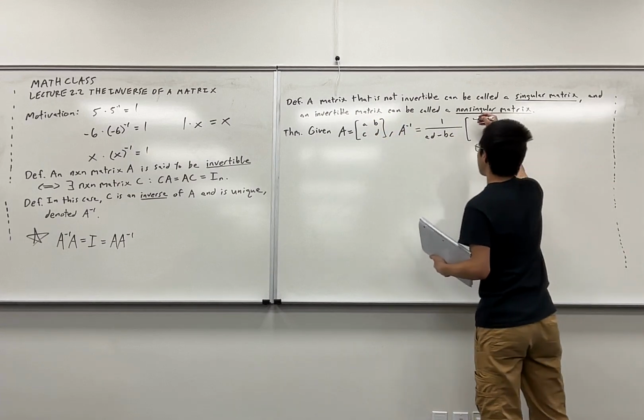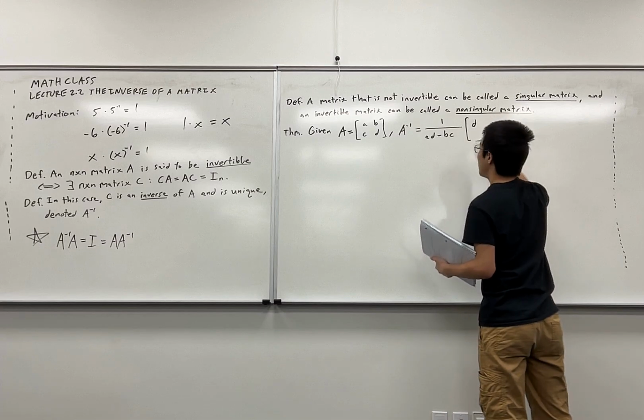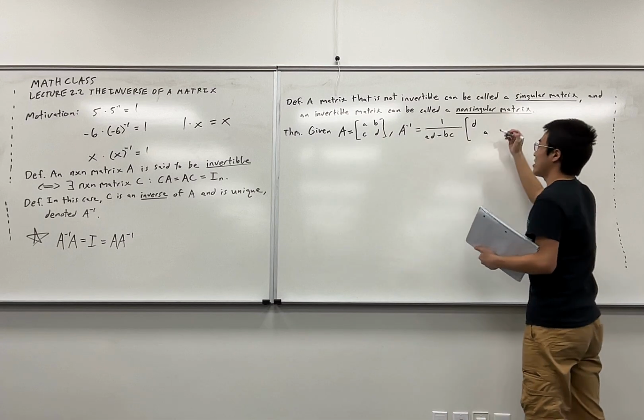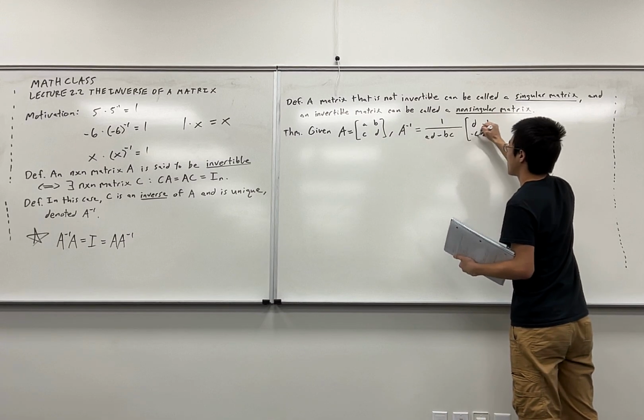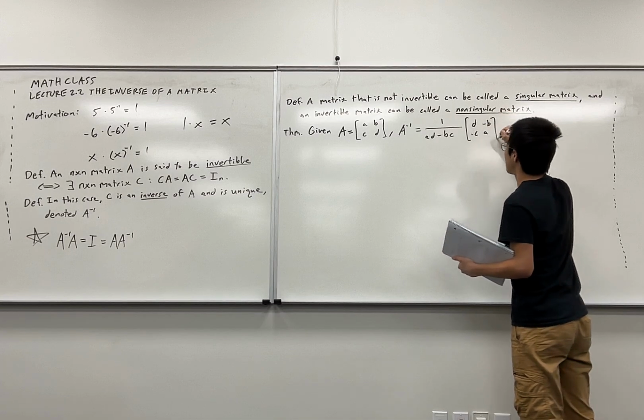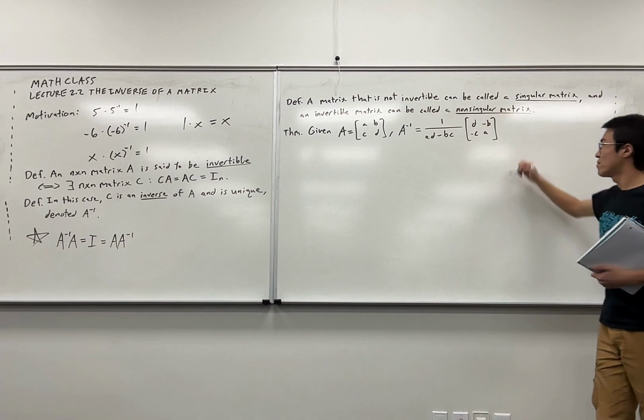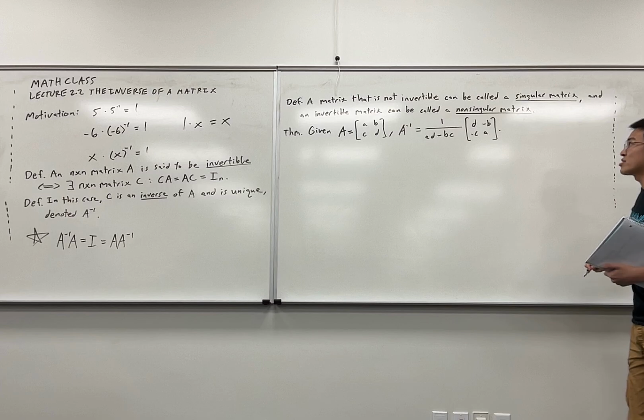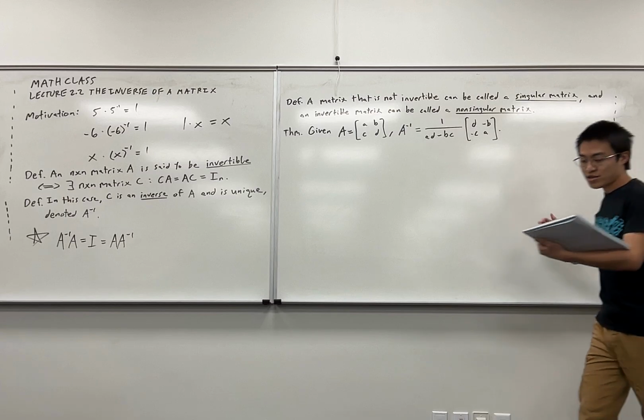So A and D swap places. So the D is down here and the A is down here. B and C are going to stay in the same spot, but they get negated, so minus B, minus C. So that's one way you can memorize the formula. And with all things in the formula, you should be able to plug and chug pretty straightforward.